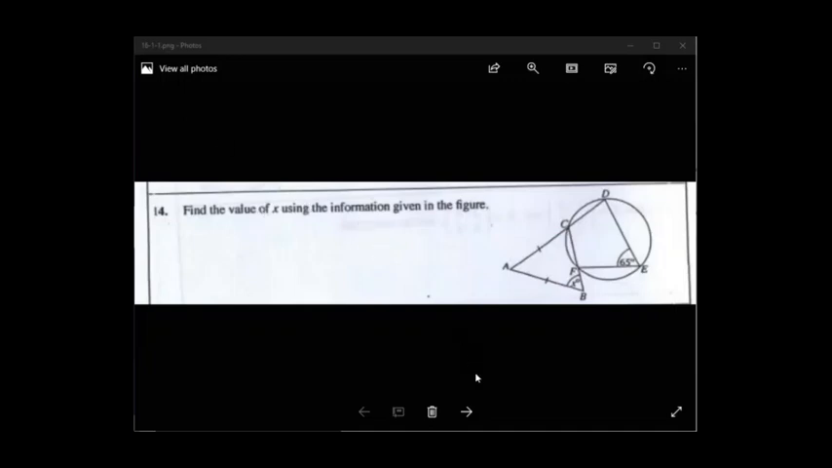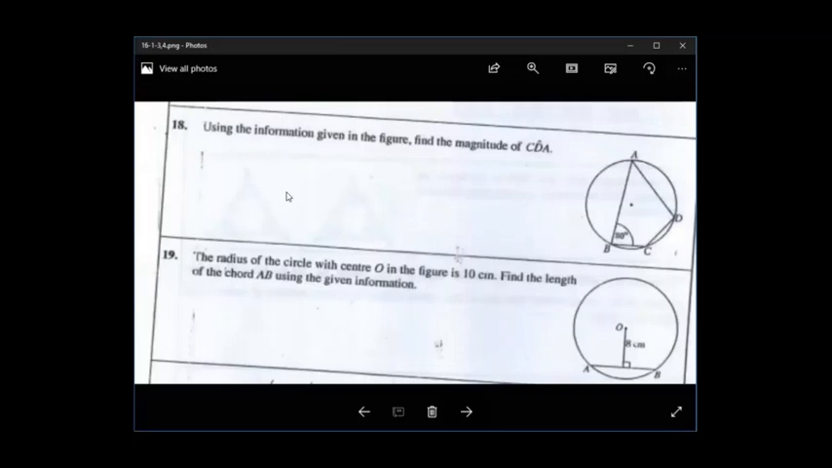Okay. We will go to the next question. So here we have two questions. Both are from the 2016 paper. I hope we did the 19th question at the previous session. So you can try the 18th one now. No need to do the 19th one. See? So you are asked to find the value of CDA.